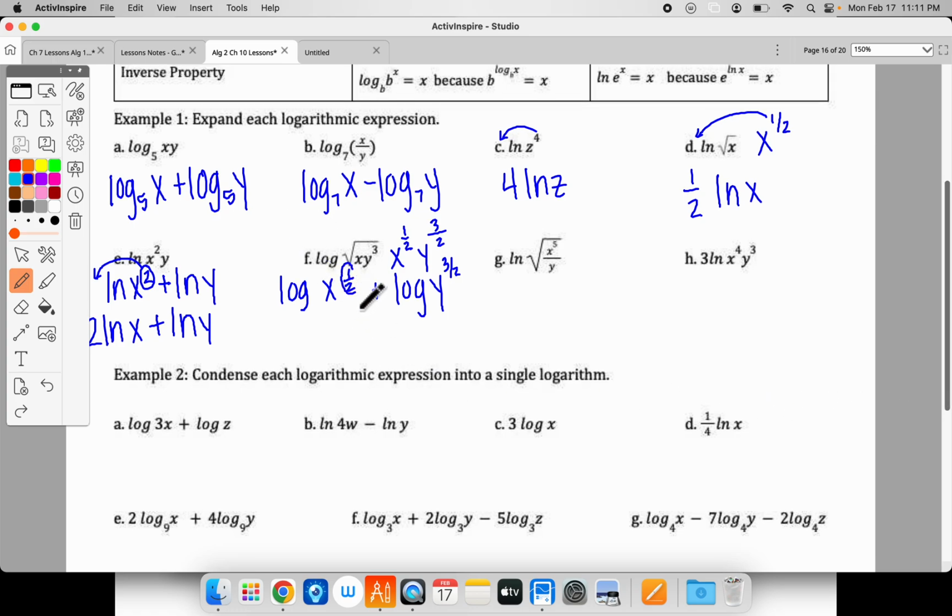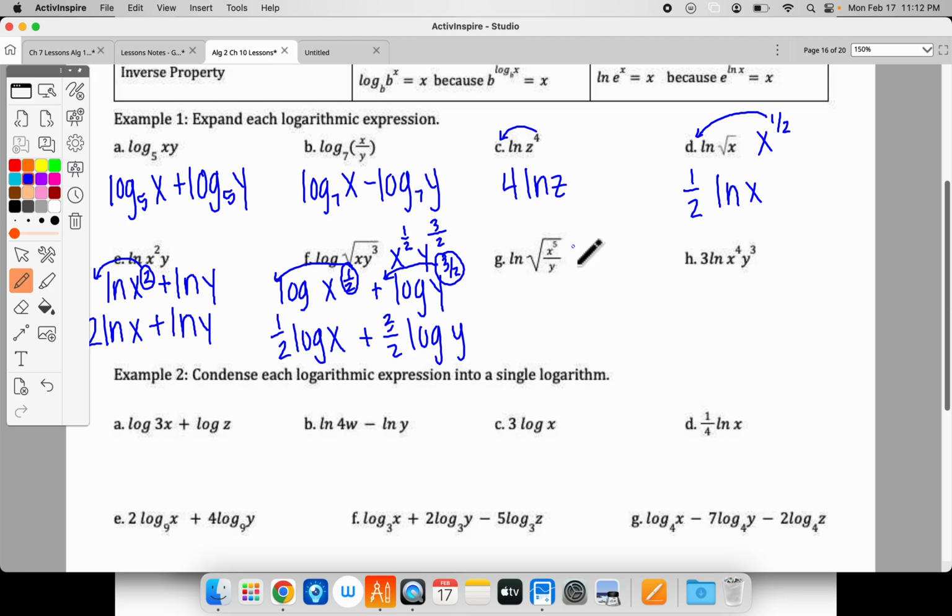And like I said before, your exponents, those can go in front of your logs. They are actually multiplication. Same thing with this exponent. It can go in front. That's 3/2. 3/2 log y.